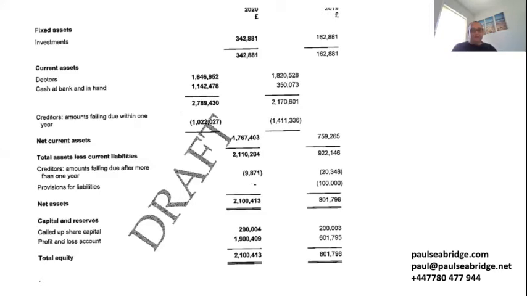Creditors, amounts falling due after more than 1 year, is £9,871, and that's a long-term liability. There's no provision for liabilities, and that gives a net asset position of 2.1 million.